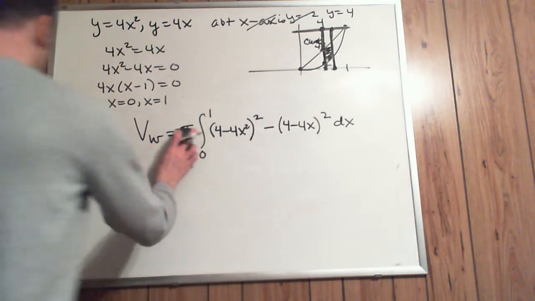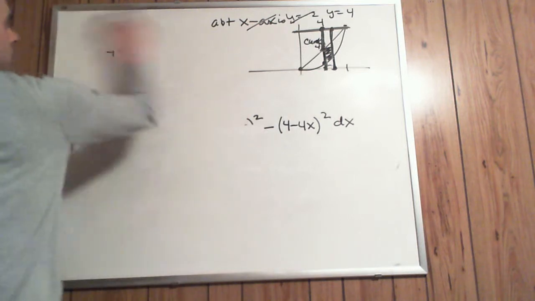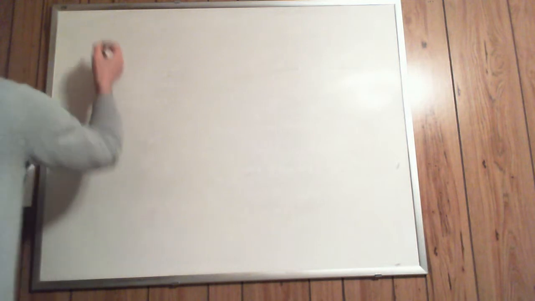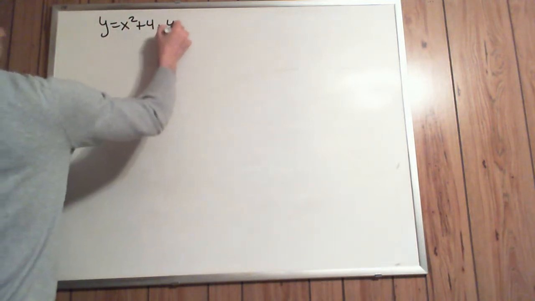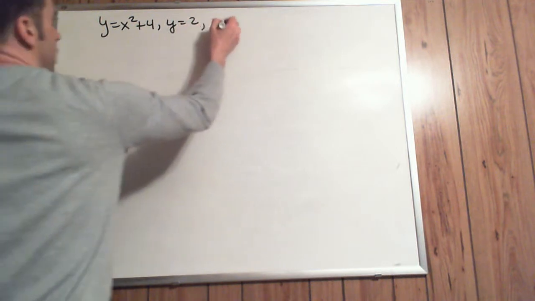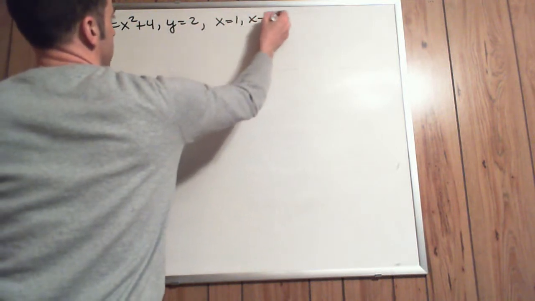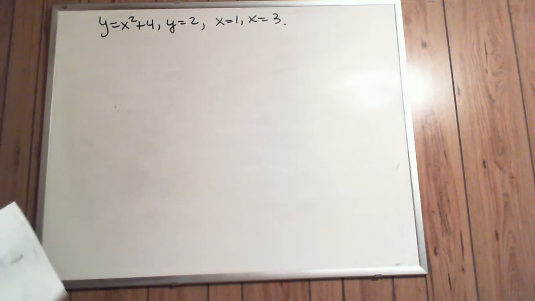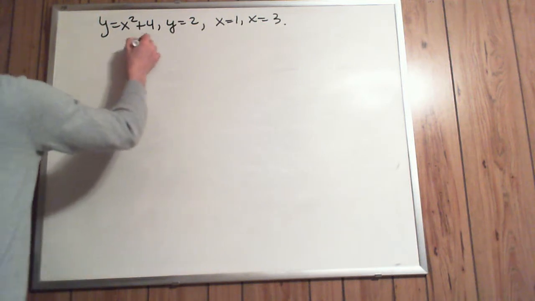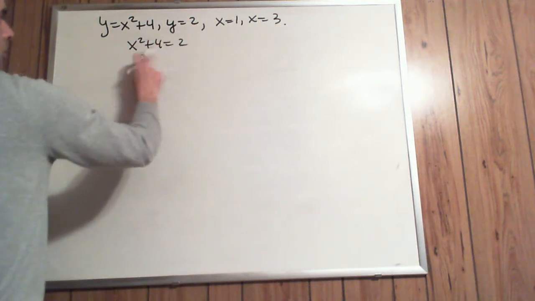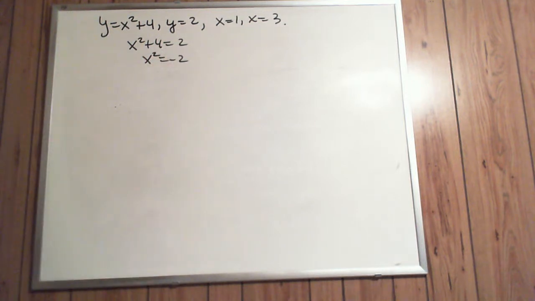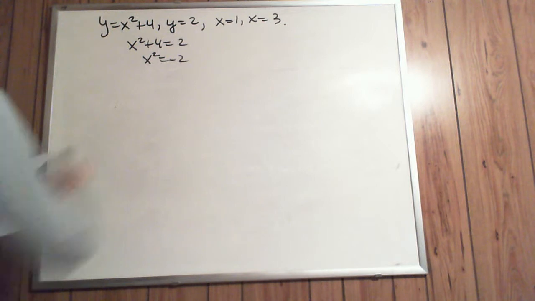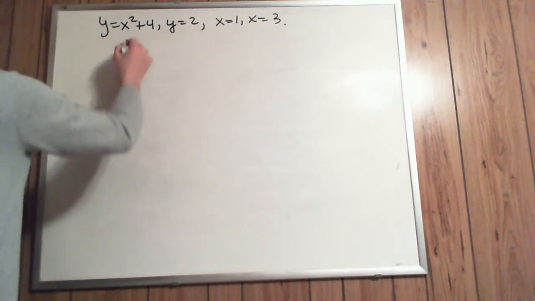Okay, and then just one more example that's a different picture. Suppose we have y equals x squared plus 4, y equals 2, x equals 1, and x equals 3. So here, if you try to set these equal, there is no intersection because you get x squared equals negative 2 by taking over the 4. So there's no real solution there. So there's no intersection there.